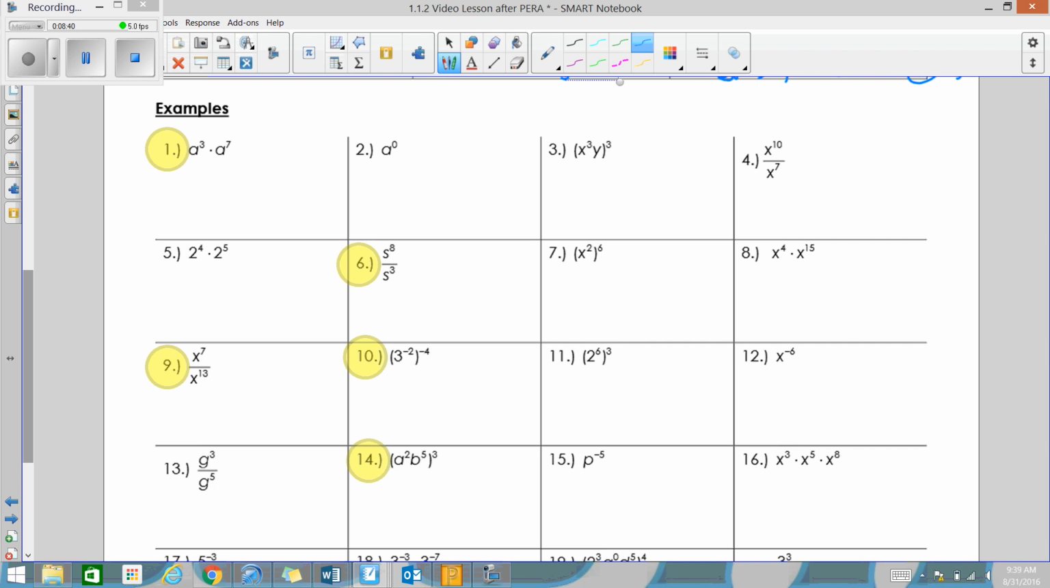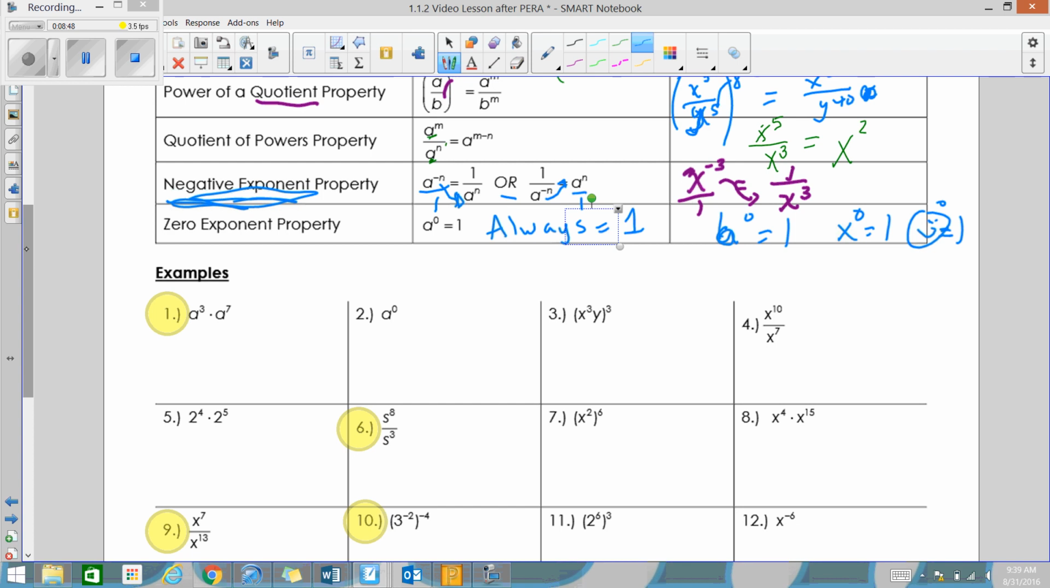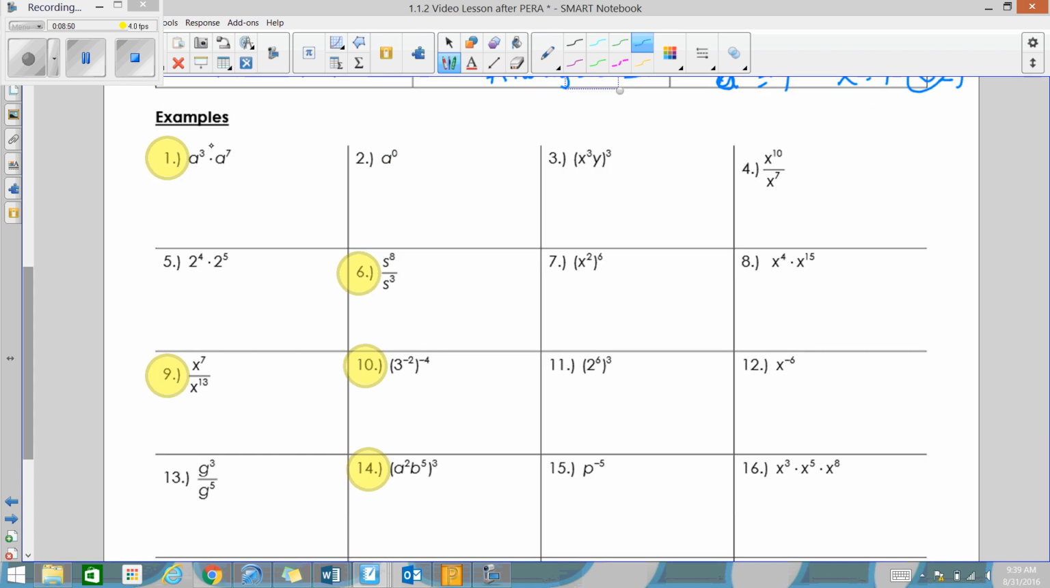So first example, we've got a to the 3rd times a to the 7th. This is the power multiplication property, product of powers. So all we do is keep our base the same, it's an a, and we add the exponents. So 3 plus 7 is 10. Boom, done. That's it. Add your exponents.